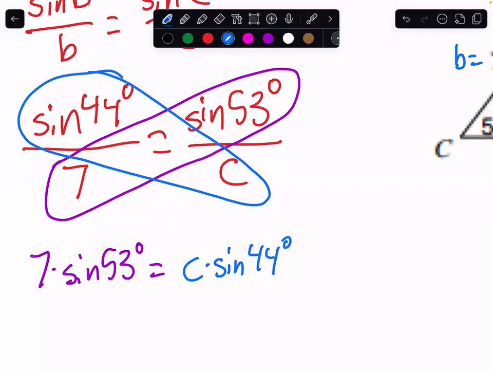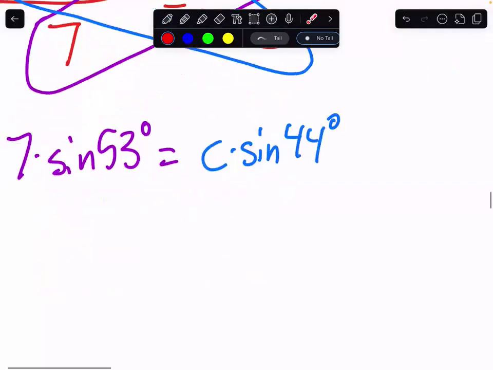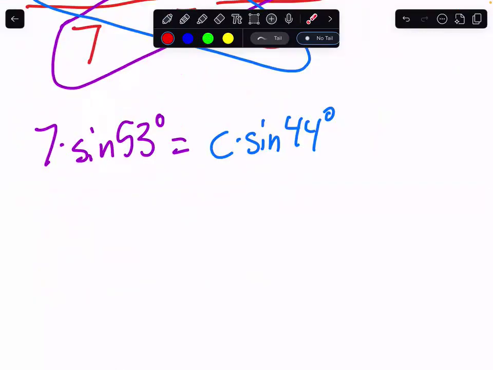Something you should follow for the rest of this unit is never round until the very last step. Some of you might be tempted to turn the left side into a decimal right now. You don't want to do it because the variable c is not by itself yet. The more often you round, the less accurate your answer is. So that's why we don't round until the very end.